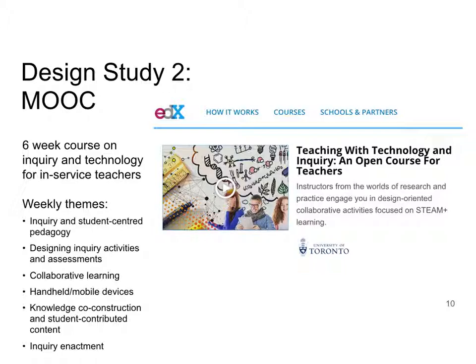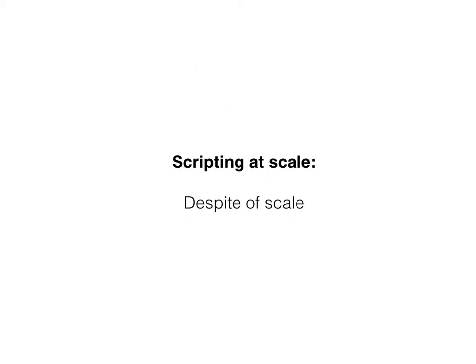Suddenly, again, your scripts have to be more carefully thought through, and your technology has to be a lot more robust. And you have all the constraints of working in the MOOC environment, right? So initially, just thinking about the scripts, we kind of came up with two different ways of thinking about scripting at scale. Some of the things we do kind of, I don't have a good term for this. If you have, feel free to suggest it, but despite of scale.